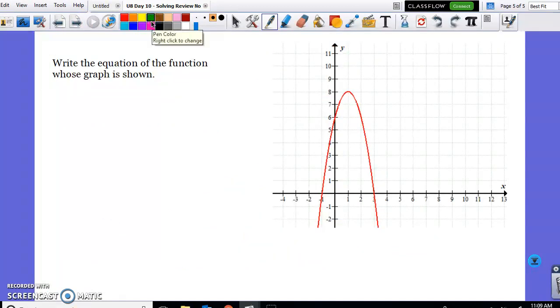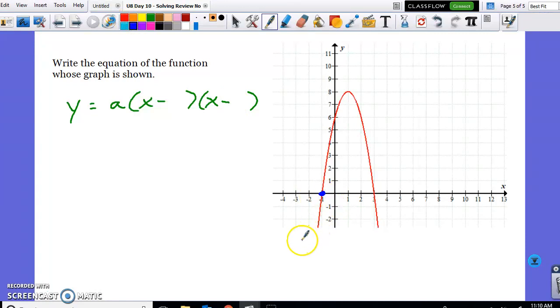And the last thing we're going to do on this Unit 8 review is to write the equation of the function that's graphed over here. So the first thing I need to do is realize that this is going to be in a special format. It's going to be a times (x minus something)(x minus something again). Now, the something that you're going to subtract inside is going to be whatever the x-intercepts are.